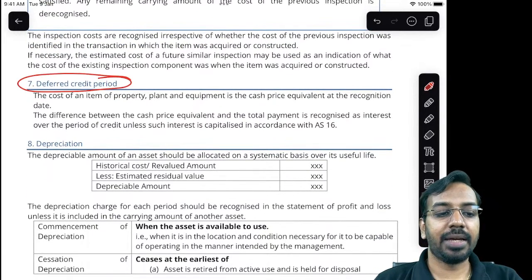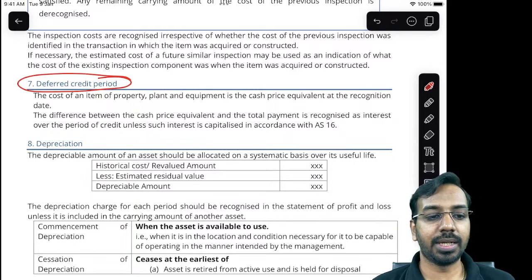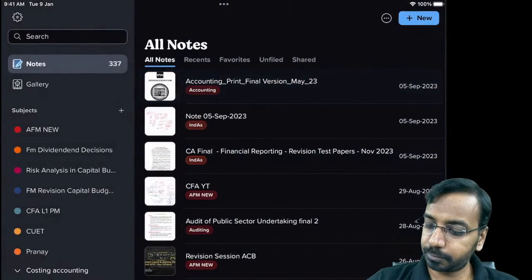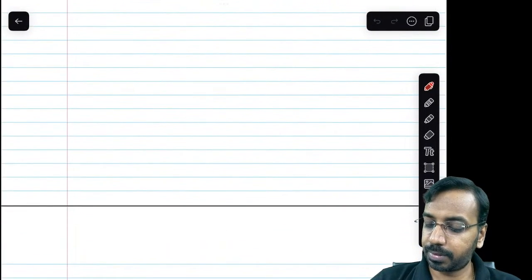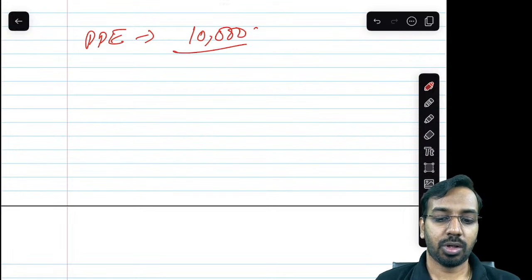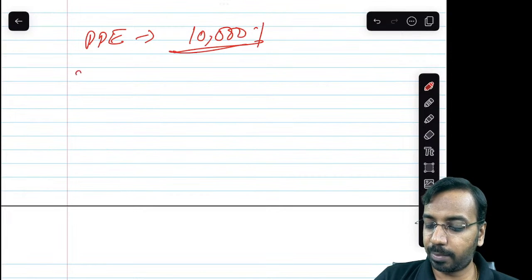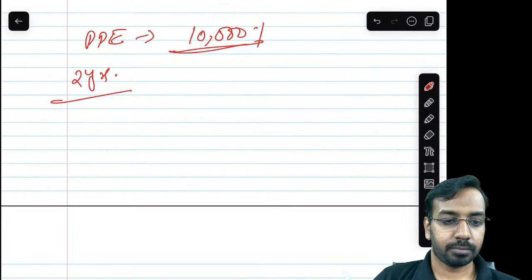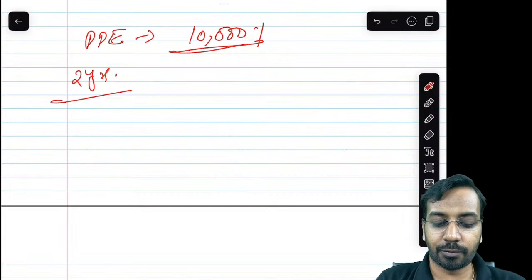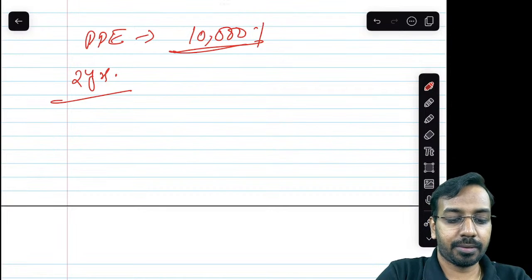Another very important aspect, if there is a deferred credit period. Deferred credit period means, let us say today if you go and buy a PPE item, the amount that will be charged is 10,000. You say I will pay after 2 years. What the supplier says is, if you pay after 2 years, you have to pay me, I am just calculating the amount, 12,100.